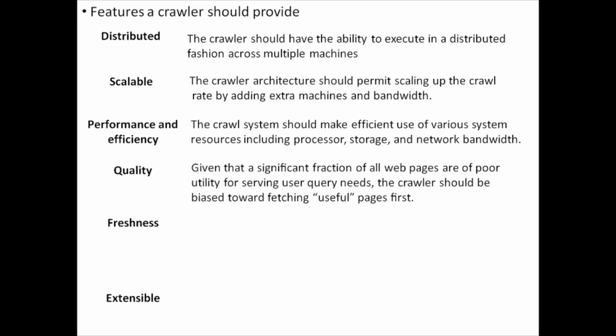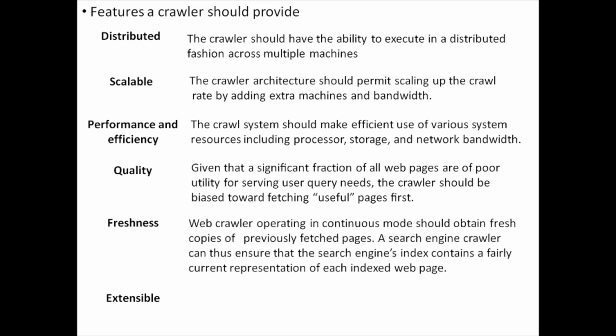Now, in the case of quality, a significant fraction of all the web pages are of poor utility for serving the user query needs. The crawler should be biased towards fetching the useful pages first. And after fetching the useful pages, then the remaining pages can be considered.